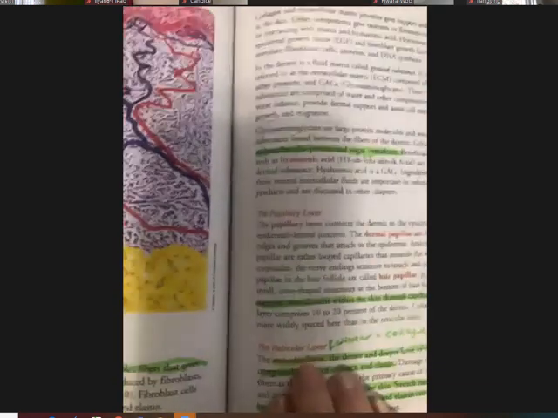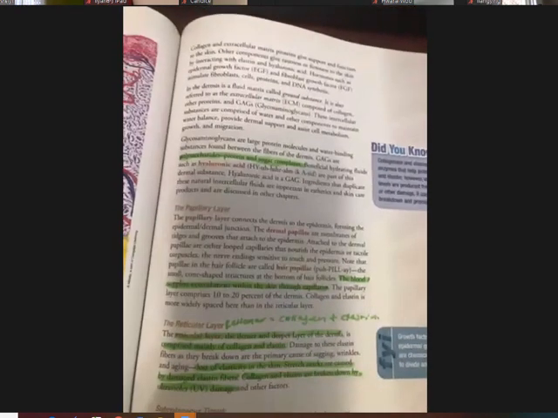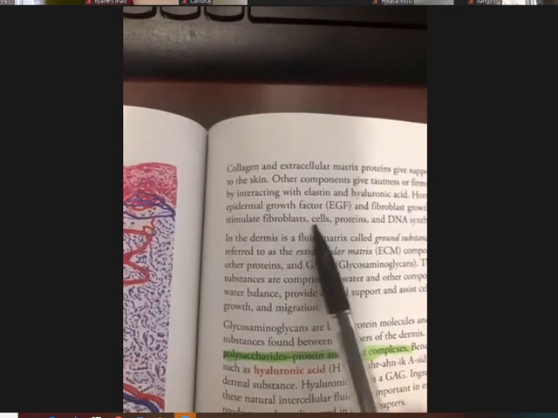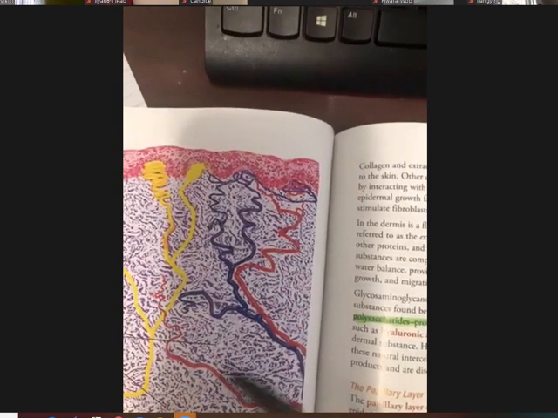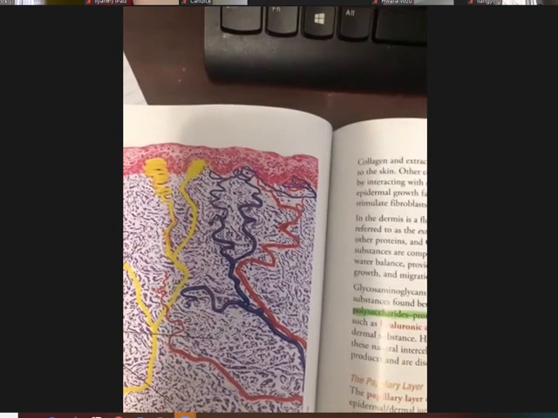Any questions on the papillary and the reticular area of the dermis? 真皮层有没有问题？Okay. No questions? Okay. Just remember hormones such as the EGF and the fibroblast growth factor FGF stimulate collagen growth and proteins and then DNA synthesis here, in the dermis area.